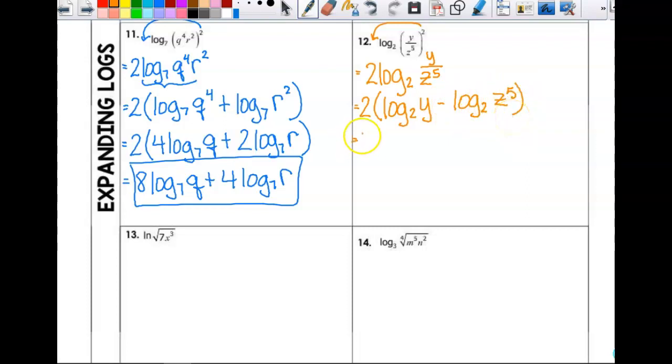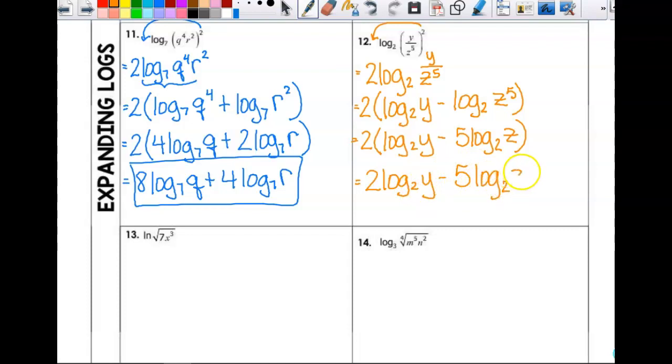Take care of my exponents, so I get 2 times log base 2 of y minus 5 times log base 2 of z. And then I need to distribute that 2. So it gives me 2 times log base 2 of y minus 5 times log base 2 of z. Oh, not 5, dang it. Maybe we shouldn't do these together. Might be better off on your own. 10, make sure you actually distribute and don't just pretend to distribute. Okay. We good? Awesome.